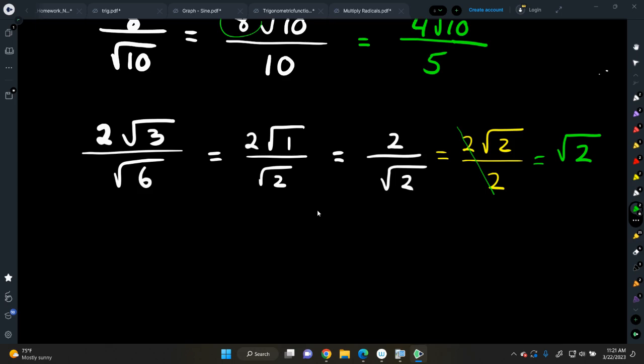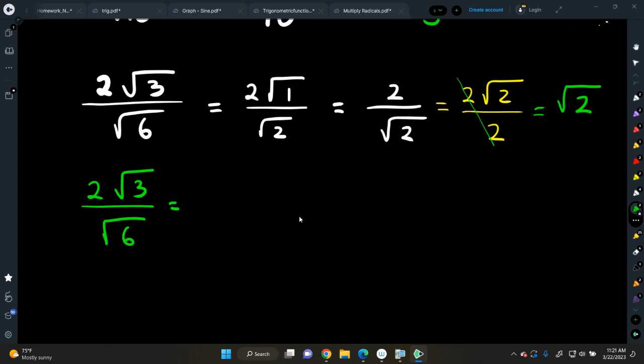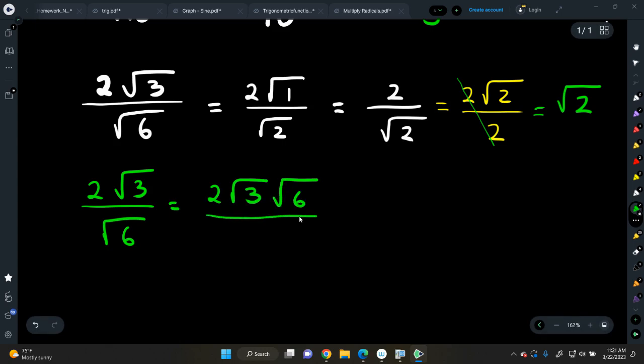Could I have gotten this doing it differently? Yes. Let's look at it. 2 root 3 over root 6. Okay. I'm going to move and remove. I'm not going to simplify first. So we're going to move the square root of 6 up, and we're going to remove the radical from the bottom. Move and remove. Okay. What is the square root of 3 times 6? Okay, let's write it like that.